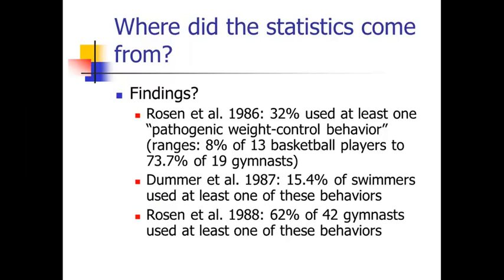And so here were the findings. That 1987 study found that 15% of swimmers at that swim camp used at least one of these behaviors. So that was the source of the 15%. The 1986 paper found 32% overall had this disordered eating according to their definition. And that ranged from 8% among basketball players to 74% among gymnasts. And then the 1988 study found that 62% of the gymnasts at the conference had these behaviors.